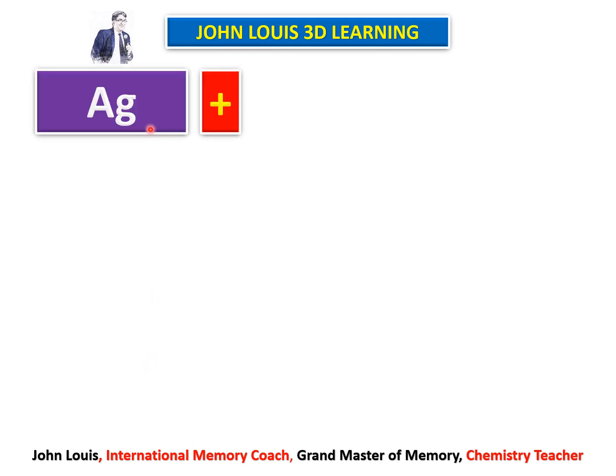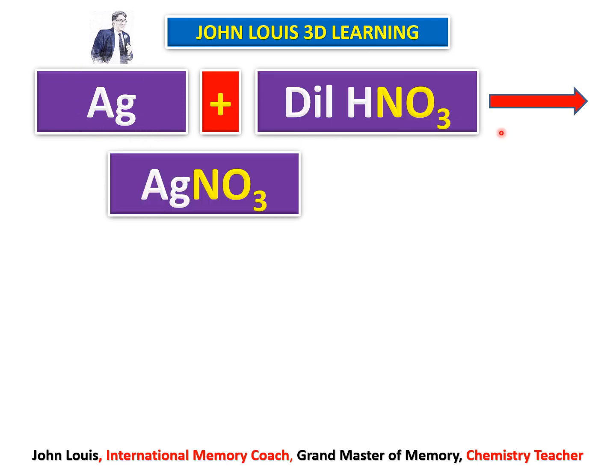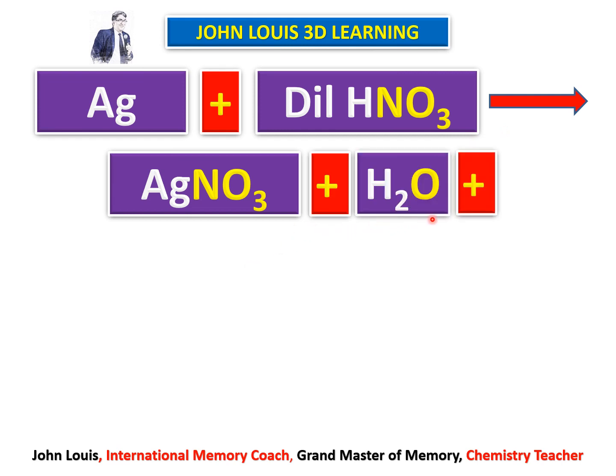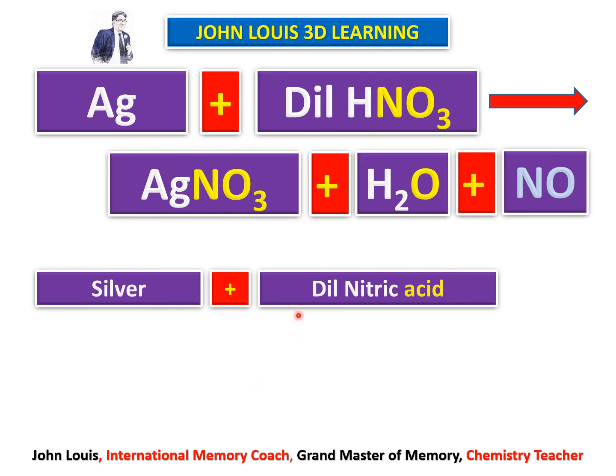Okay, next one: Ag plus dilute HNO3 gives AgNO3 plus H2O plus NO. What is Ag? We know Ag is silver, plus dilute HNO3. What is HNO3? H is hydrogen, NO3 is nitrate, therefore it is hydrogen nitrate, but its commercial name is nitric acid. Therefore we are taking it as dilute nitric acid. We learned HCl is hydrochloric acid, H2SO4 is sulfuric acid, and HNO3 is hydrogen nitrate, but the commercial name is nitric acid.